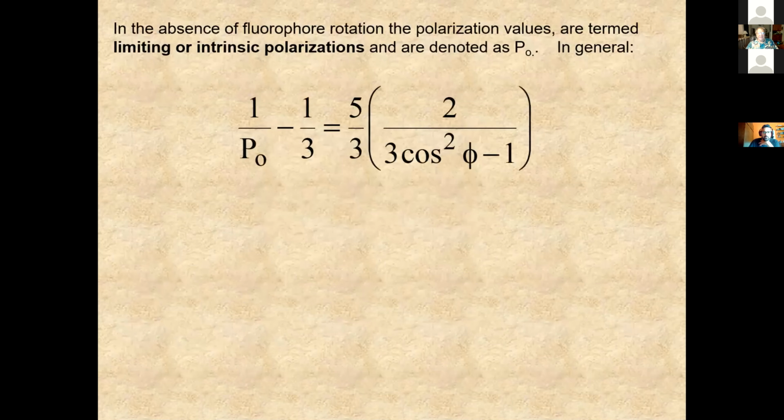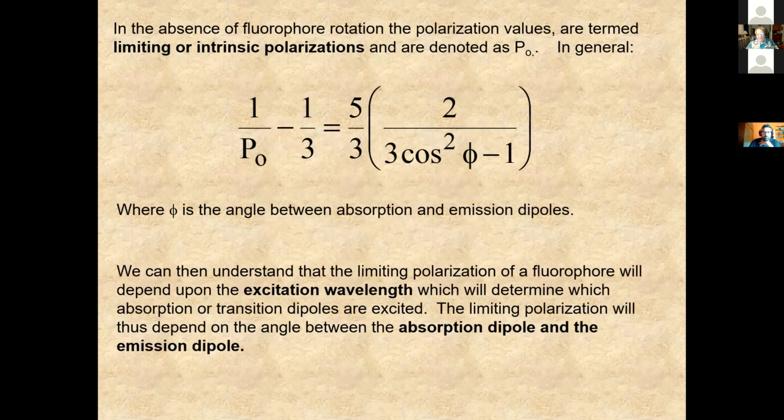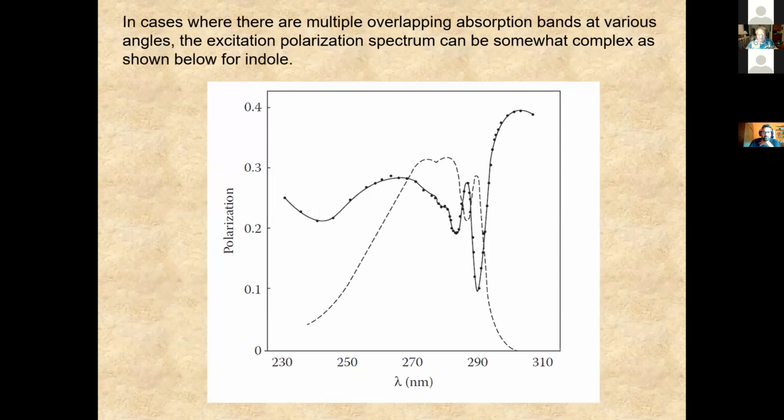In fact, the limiting polarization, which we call P0 in the absence of rotation, is related to the angle between absorption and emission dipoles by this expression. This allows you to understand that the limiting polarization of a fluorophore will depend on the exciting wavelength, because it depends which absorption or transition dipoles are excited, if those dipoles are lined up or if they're at a large angle.